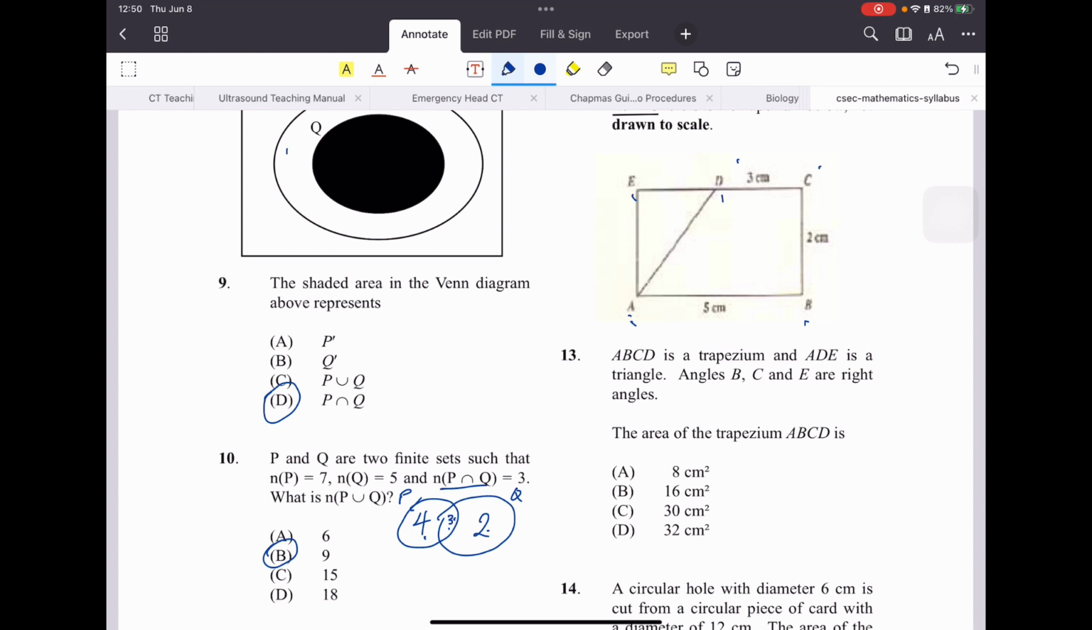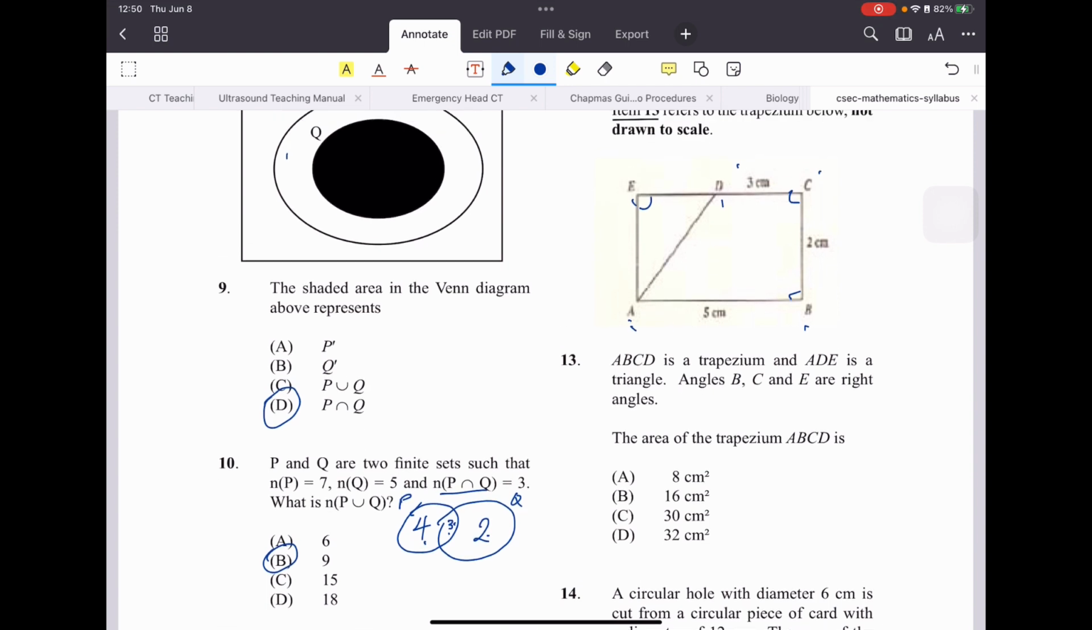So angles B, C, and E are right angles. So where are those? Right. So B, C, E, they are right angles. I'm just putting in the information that they gave me, right? The area of the trapezium ABCD is.